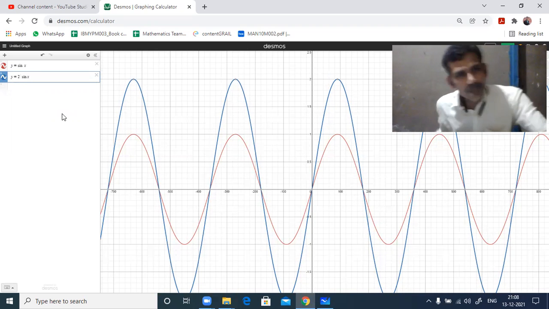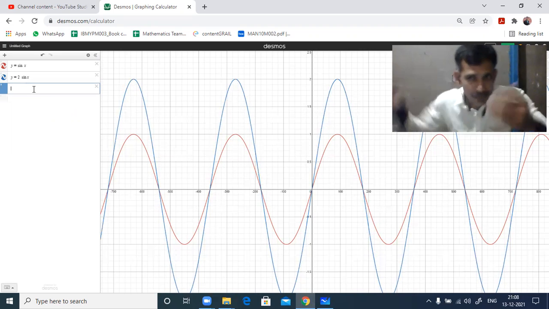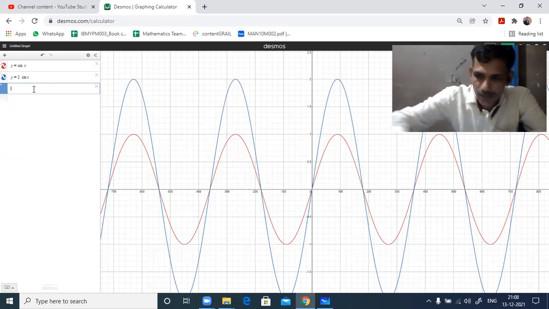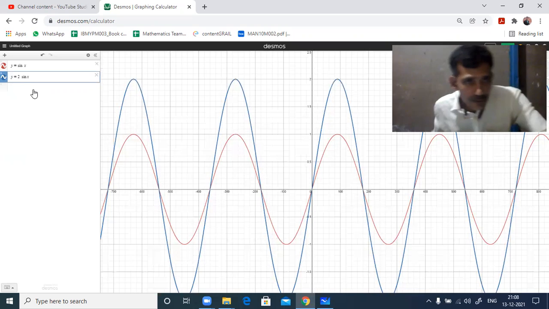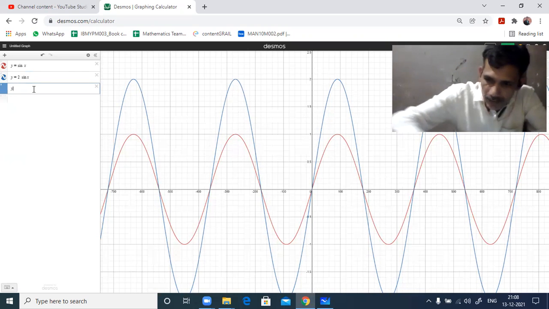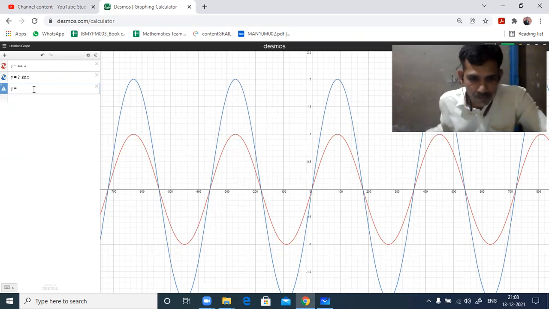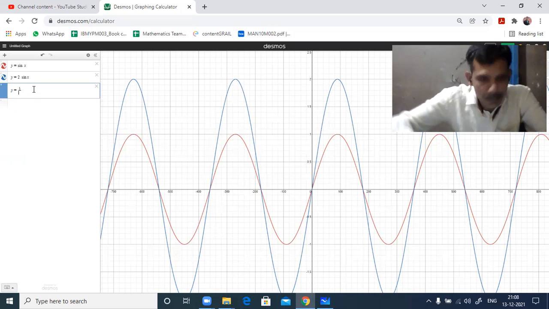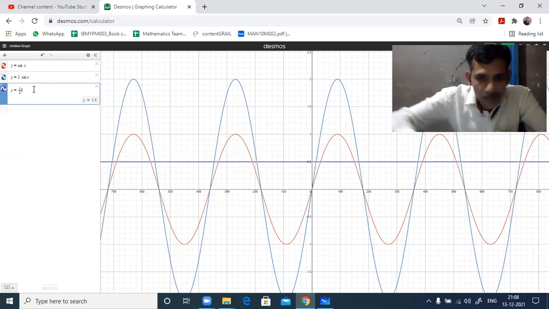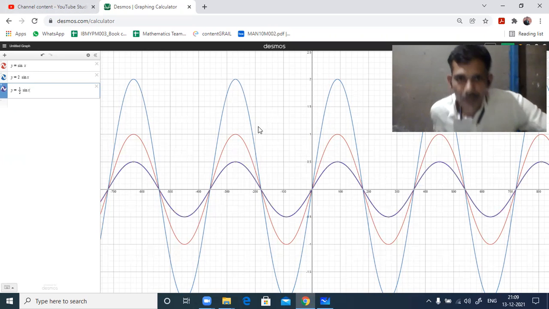Okay. One more thing we'll see here. Suppose if you reduce that, what happens, we will see. Y equal to, if I reduce it, what happens? Half, we will type 1 by 2 sin x. So now you observe.